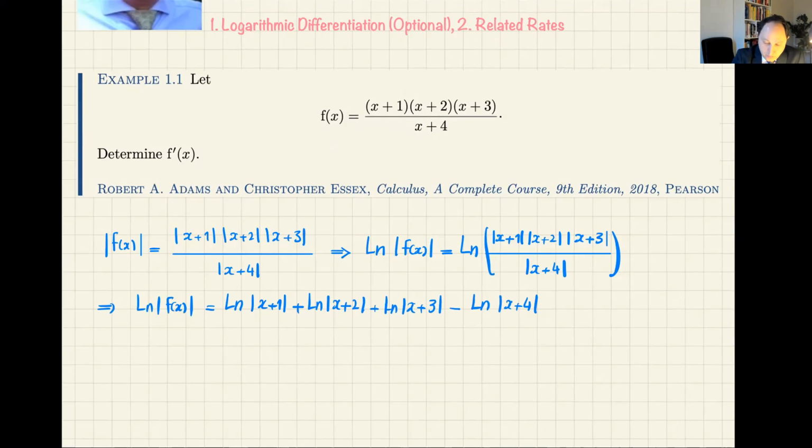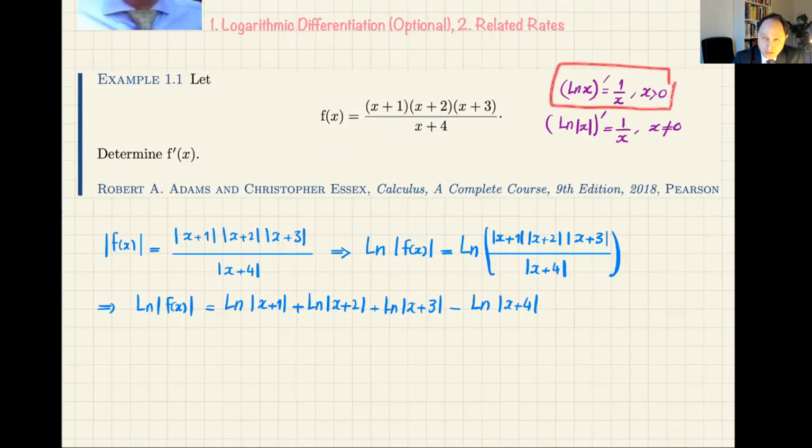Okay, now let me remind you of something. Do you remember I told you that this formula is given in the book, that the derivative of ln of x is 1 over x if x is positive? But I told you that this is also valid if I have the absolute value of x and then prime. This becomes exactly the same formula, 1 over x, but the good point is that it also works for negative values. So the only restriction in this formula is that x shouldn't be 0, but there is a very big restriction here. x cannot be negative.